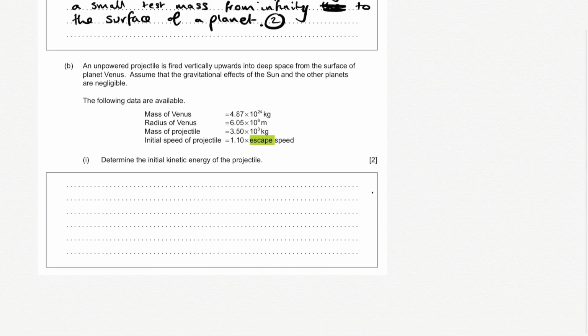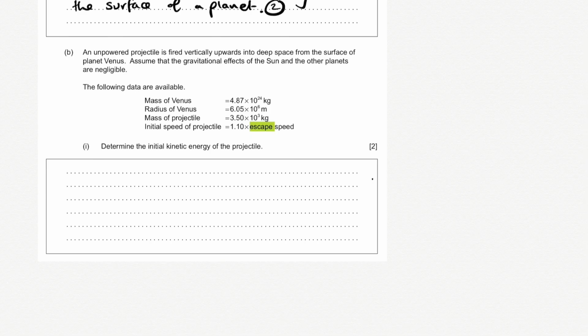Next, an unpowered projectile is fired upwards into deep space from the surface of planet Venus. So we're looking at escape velocity here. Assume that the gravitational effects of the Sun and other planets are negligible. The following data are available, and we have the mass and radius of Venus, we have the mass of the projectile, and the initial speed of the projectile. And we can see that the initial speed of the projectile is given in terms of a factor of the escape speed. And the question says determine the initial kinetic energy of the projectile.